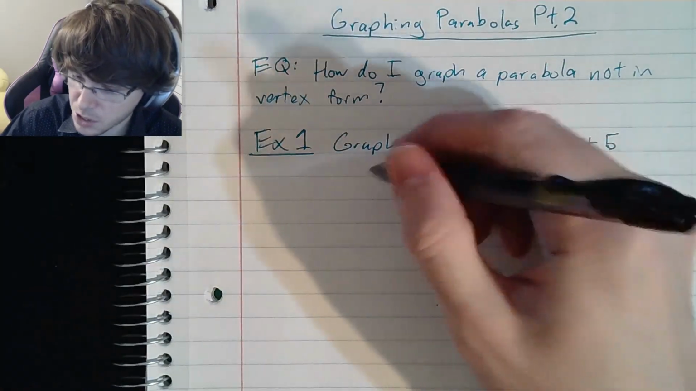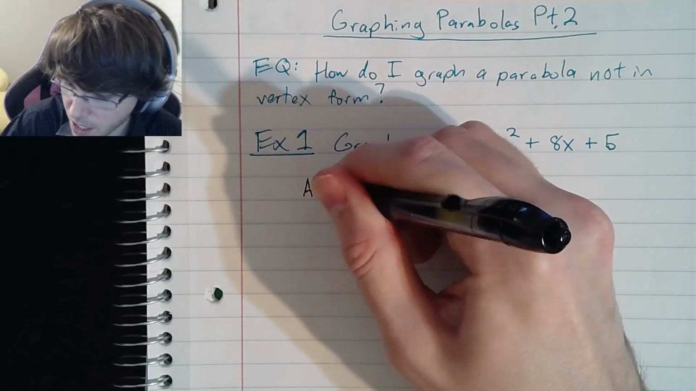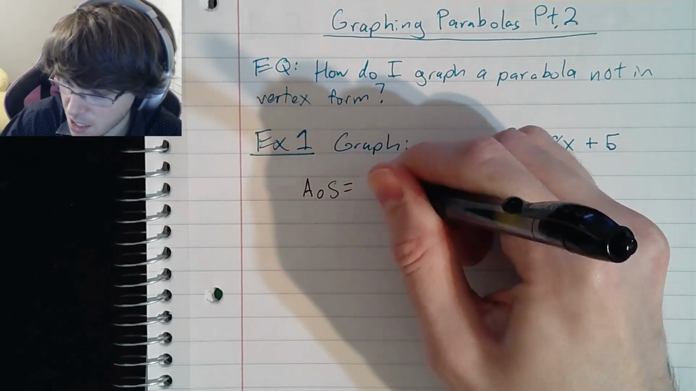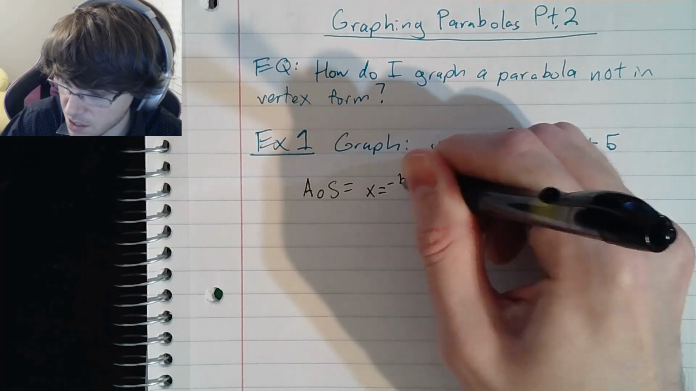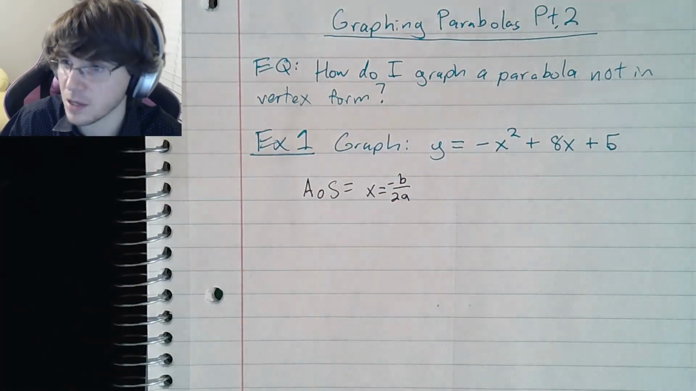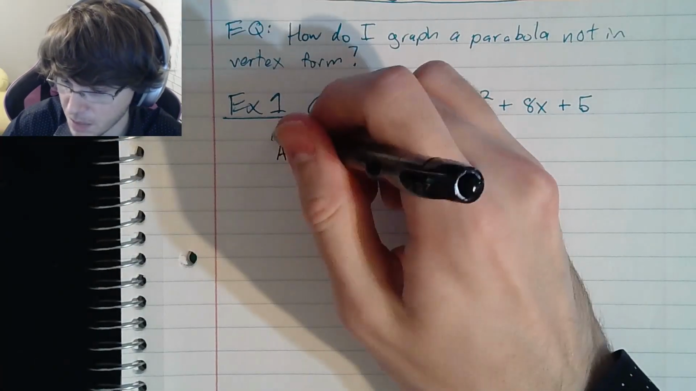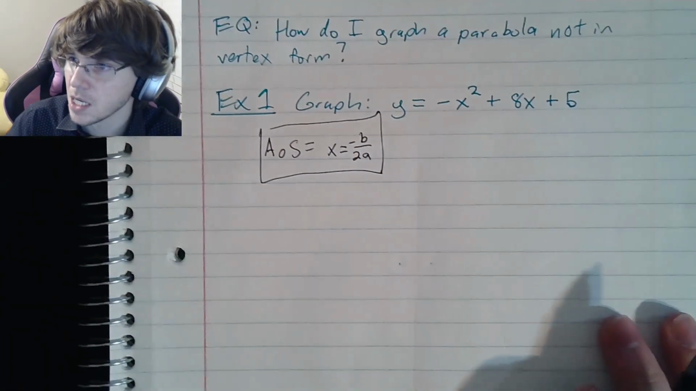Our axis of symmetry, as a reminder, we're going to write that formula down. Our axis of symmetry equals, x equals negative b over 2a. So that's our formula that we're going to be using. So maybe we put that in a box just to use for later.